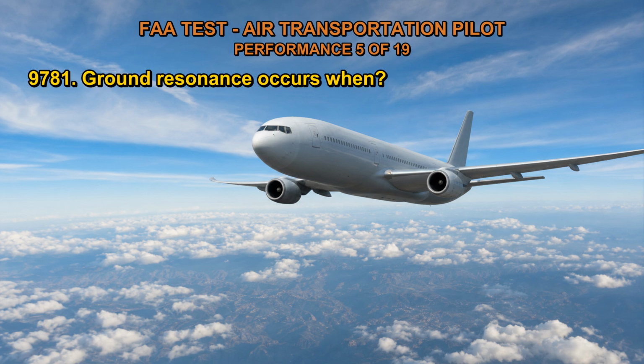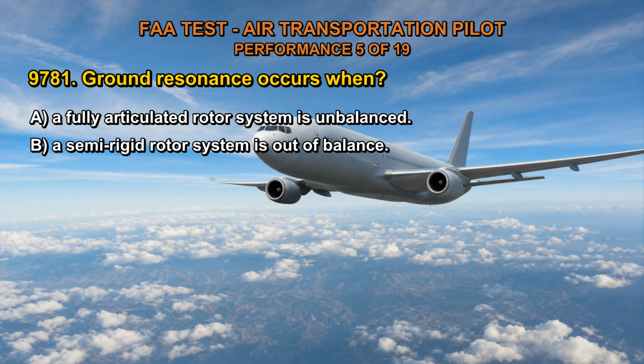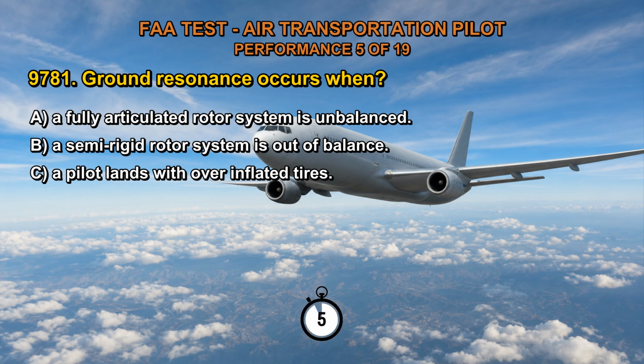9781. Ground resonance occurs when A. A fully articulated rotor system is unbalanced. B. A semi-rigid rotor system is out of balance. C. A pilot lands with overinflated tires.